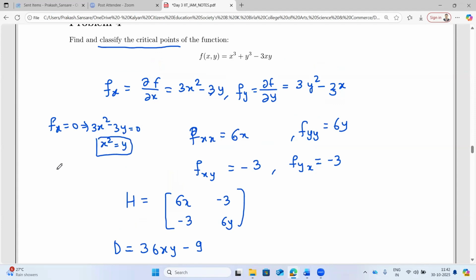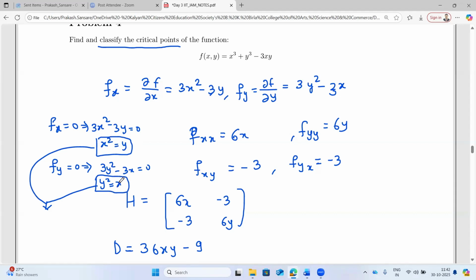And similarly, I'll substitute fy is equal to 0. So this would imply 3y square minus 3x is equal to 0. So this means y square is equal to x. So from these two, if you substitute, we'll get the following.